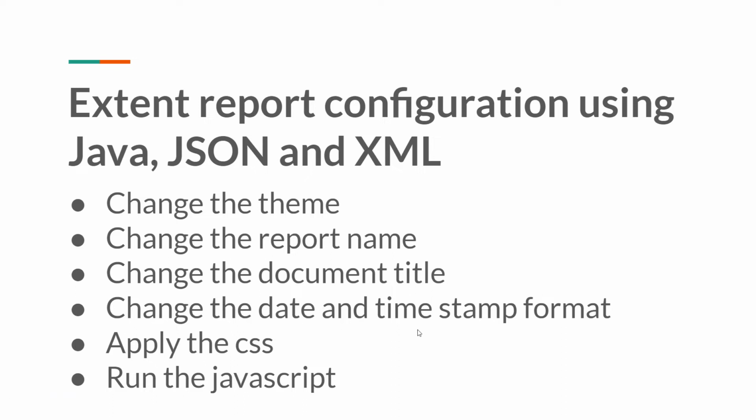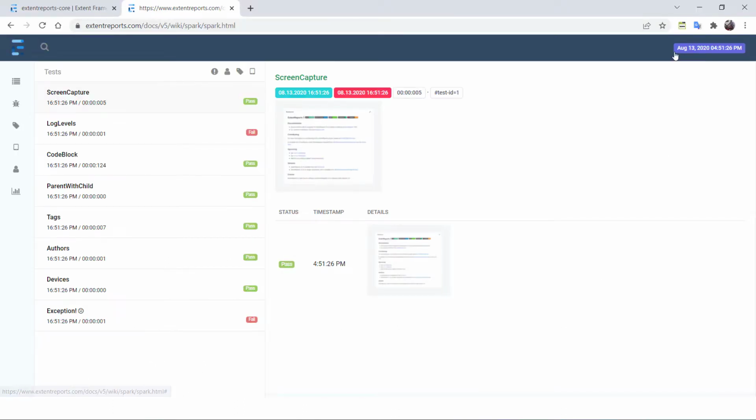And change the date and timestamp format. Here the report generation date and timestamp is there, right? On the top right corner, you have August 13, 2020, 4:51:26 p.m. This is the report generation date and time. If you don't like this, or if you want to modify the timestamp format, let's say you want to provide it in the DD/MM/YYYY format, so instead of August 13, 2020, you want 13/08/2020, how are you going to change this?